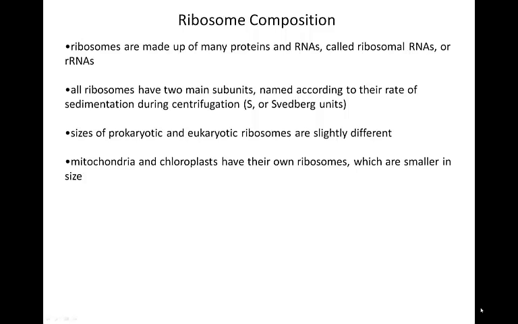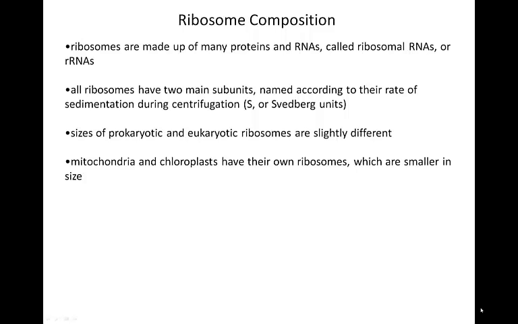This video will be on the process of translation. First, we're just going to introduce the structure of ribosomes. So ribosomes are made up of a whole bunch of proteins and RNAs, and these RNAs are functional RNAs. They're called ribosomal RNAs. All ribosomes have two main subunits, a large subunit and a small subunit, and these are named according to their rate of sedimentation when they're centrifuged. These are called Svedberg units, and they're just abbreviated S.